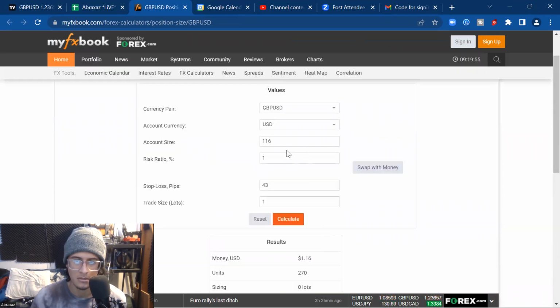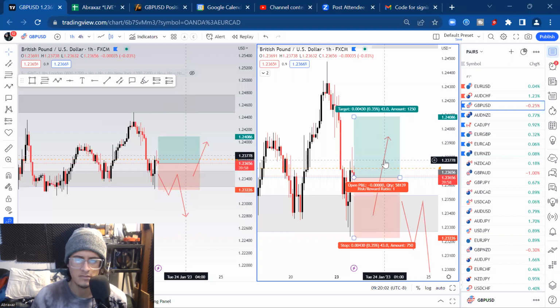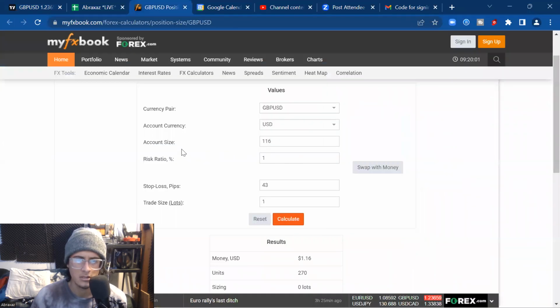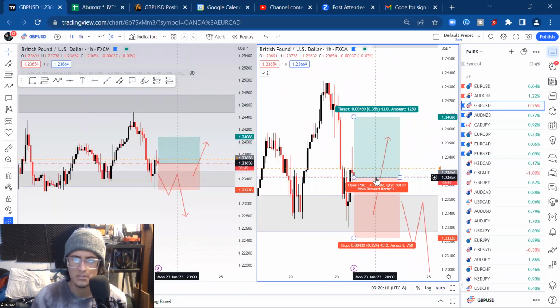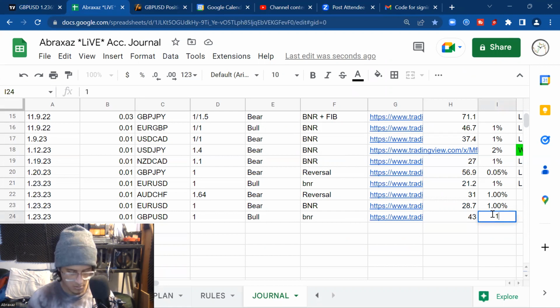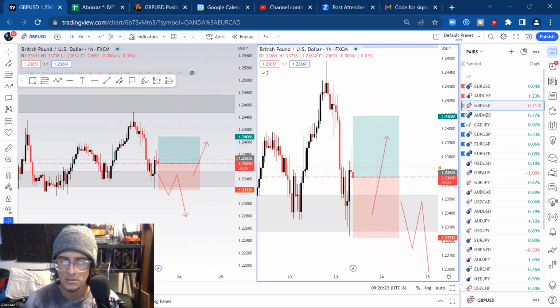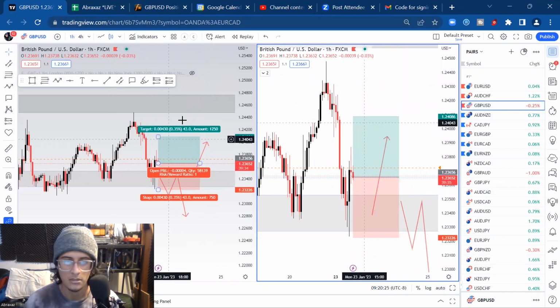Never mind. Stop loss, yeah, it's 43, so lot size 1.16, stop loss, trade, yeah, fuck it. 0.01 lot size, yep, cool. 1%. All right. I'm in this too. Make that red real quick.